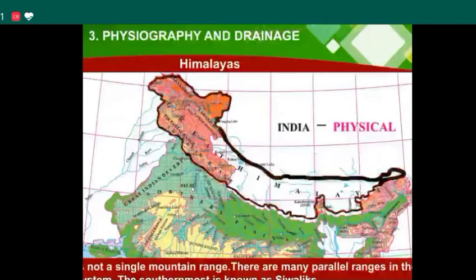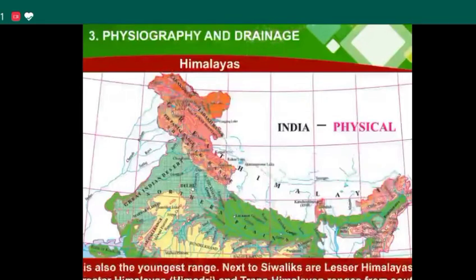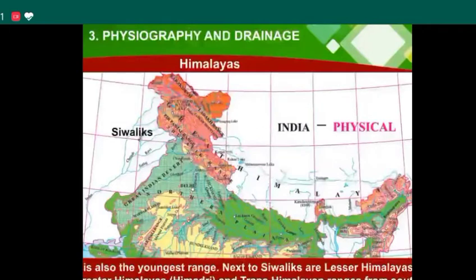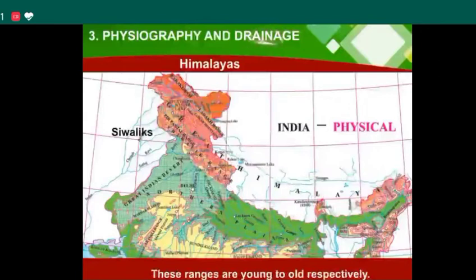The southernmost is known as the Shivalik. It is also known as the youngest range. Next to Shivalik are the Lesser Himalayas, Greater Himalayas or Himadri, and Trans-Himalayan ranges, from young to old respectively.